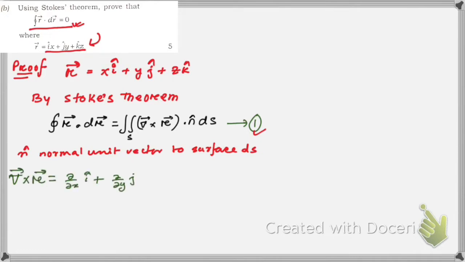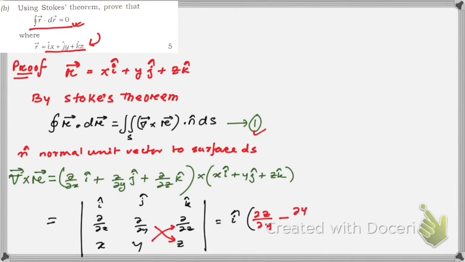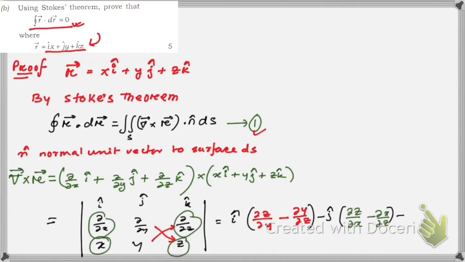If you evaluate this, then what are you going to have? If you evaluate the curl, then you can take the determinant, right? So i cap, that's going to be the partial derivative of z with respect to y, so it's going to be 0, and the derivative of y with respect to z is also 0. Similarly you can find the others. Here all these terms will be 0, since these are partial derivatives, they are going to be 0.